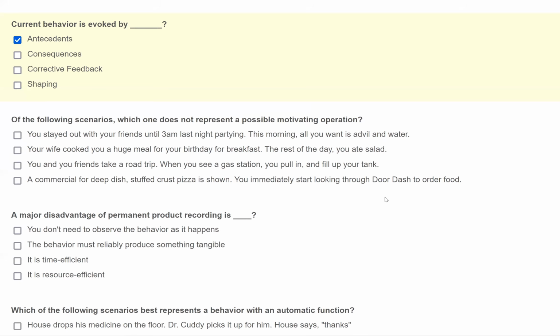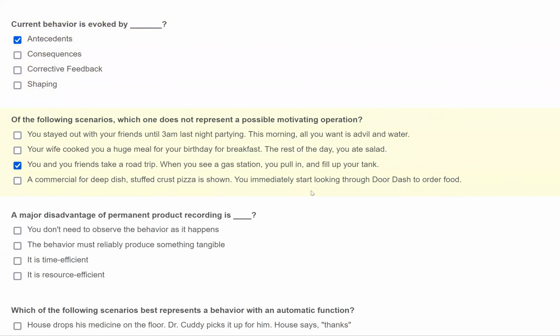The SD is going to be either the phone number or the app or the ability to order the actual pizza shown, right? The commercial was simply a motivating operation for getting the pizza. So which one does not represent a possible MO? It's going to be C.